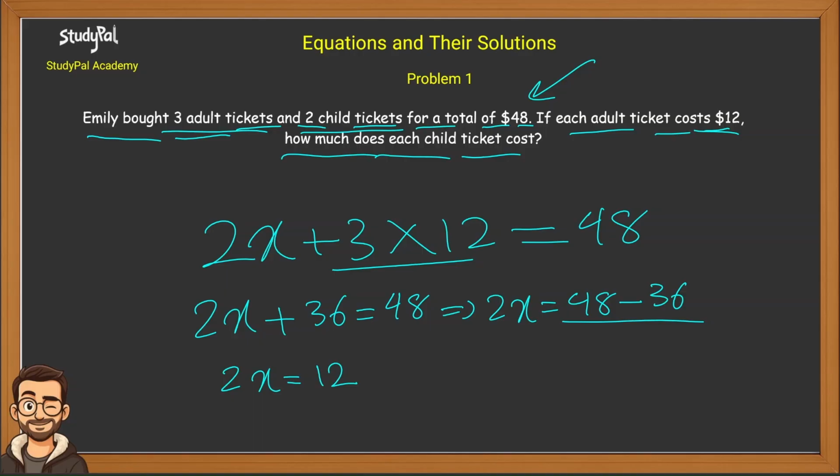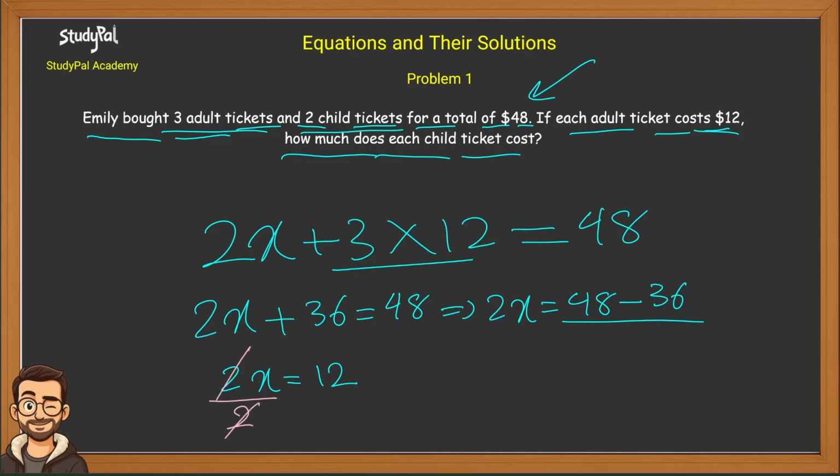Now, there's only one step left. X is almost isolated, but I can see a 2 here. Well, we don't want it. So I would go ahead and just divide this term by 2. Fraction means division. And if you do that, these 2s just go away.